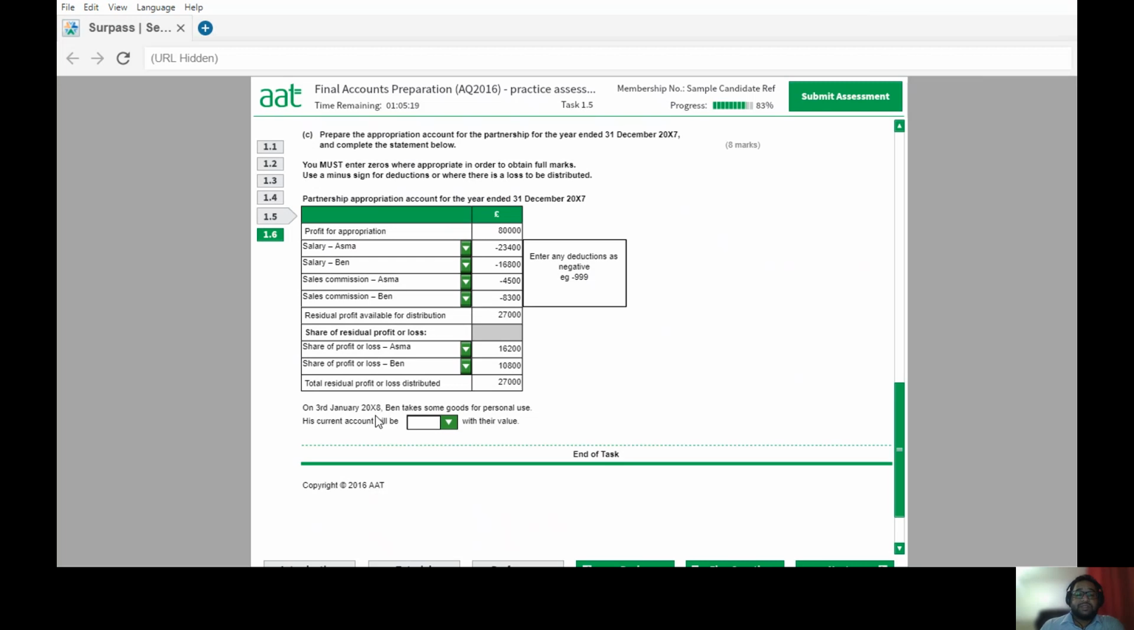On 3rd of January 2018, Ben takes some goods for home personal use. His current account will be what? Will that be debited or credited? The goods are in the inventory account. If they're taken away from there, it needs to go on the credit side to reduce that value. And therefore the current account for the owner will be debited, because that is also some sort of expense. So the current account will have a debit entry.